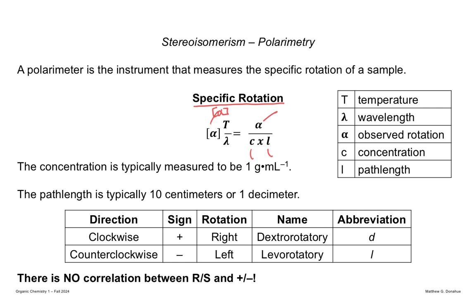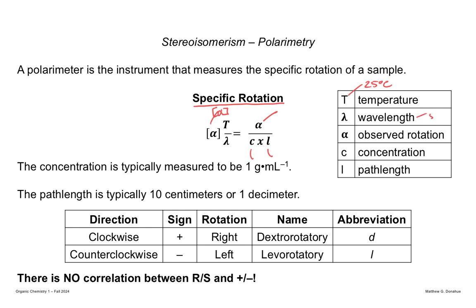So really experimentally, what I do and what my students do in lab, you make your concentration 1. You're using a path length of 10 centimeters, which is 1 decimeter. So really the denominator ends up being 1. So here are the different factors. Normally, temperature, it's ambient or room temperature.